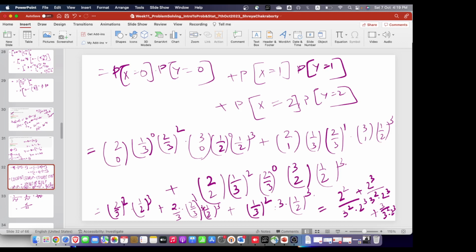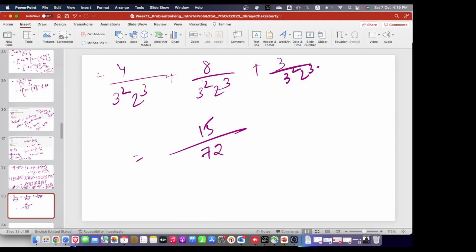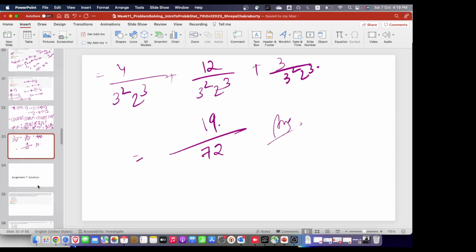This will be 12 by this thing. So finally we would have here, instead of 8 we would have 12. So the correct answer is 19 by 72. Okay, so let us move on to the next one.